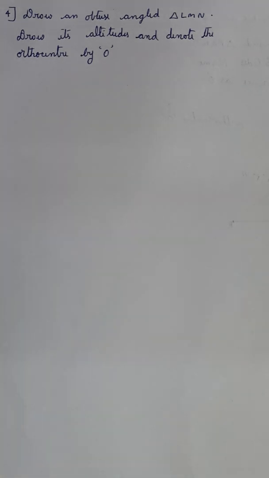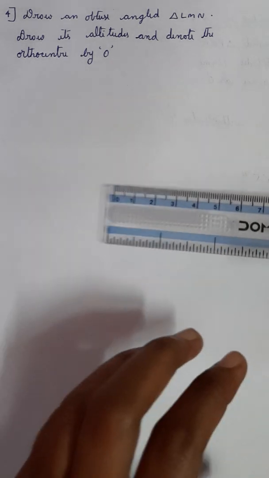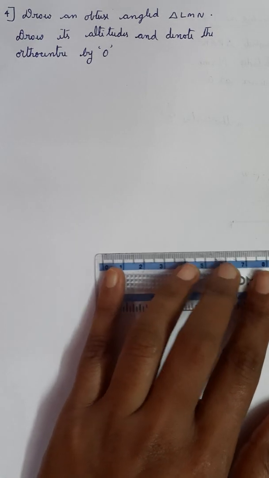Draw an obtuse angle triangle LMN. Draw its altitudes and denote the orthocenter by O. So here also, what is an obtuse angle triangle? One angle should be more than 90 degrees, correct?